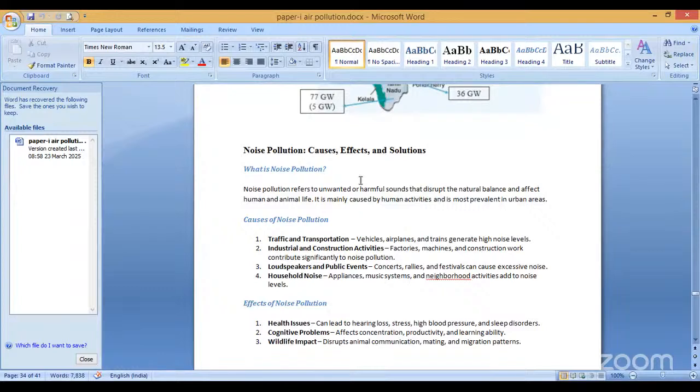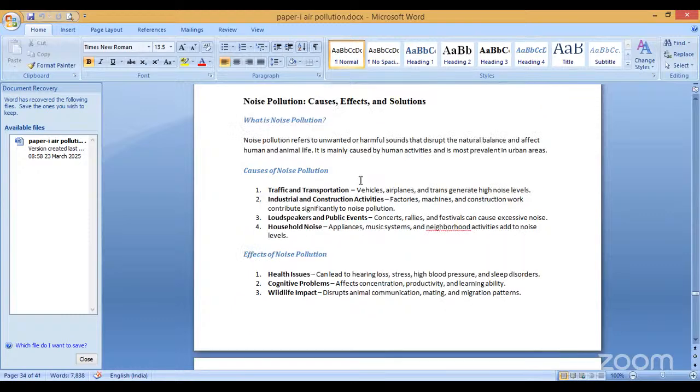Coming to the first one, what does noise pollution mean? Noise pollution refers to unwanted or harmful sounds that disturb the natural balance and affect human and animal life. It is mainly caused by human activities and it is most prevalent in urban areas. This is the definition of noise pollution.